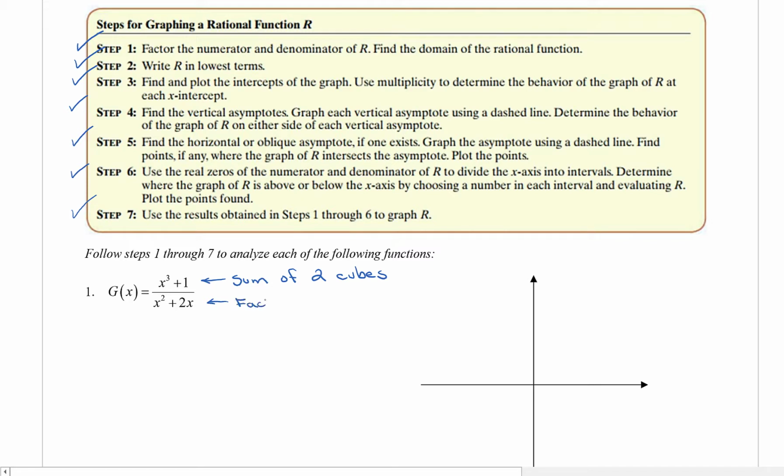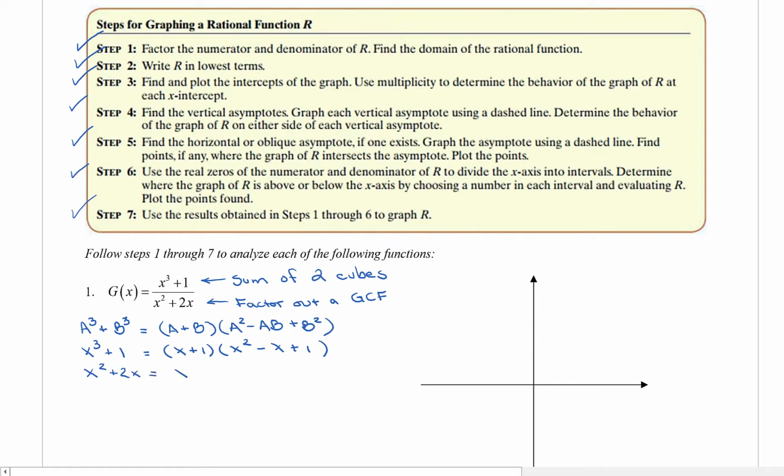Okay, now starting here with number 1. First thing we're going to notice is we want to try to put this in lowest terms. We're going to try to reduce it. So I notice here the sum of 2 cubes is in the numerator, and in the denominator I notice I can factor out a GCF. For the sum of 2 cubes, we have a formula that we can use here. So a cubed plus b cubed is equal to a plus b times the quantity a squared minus ab plus b squared. So that means that x cubed plus 1 will factor into x plus 1 times x squared minus x plus 1.